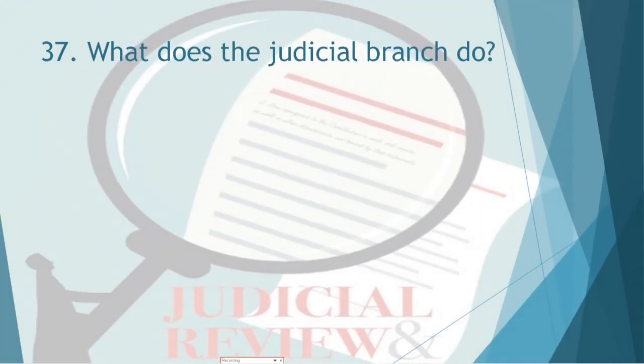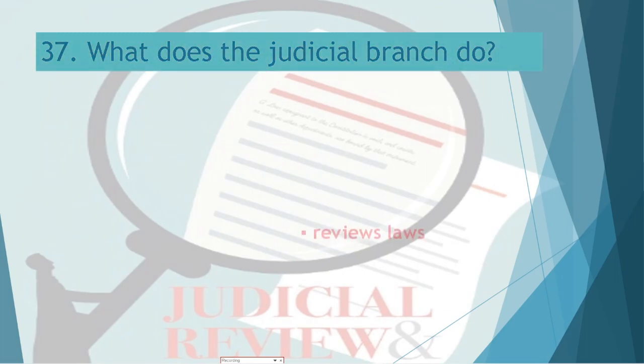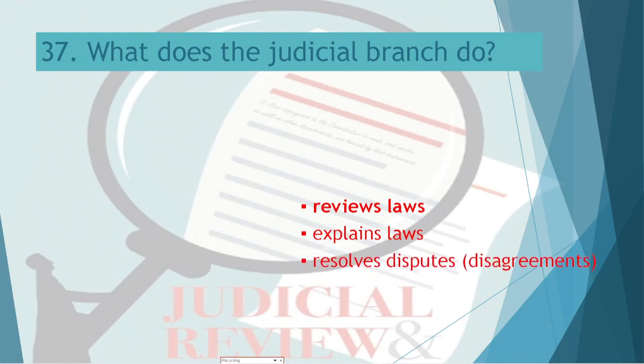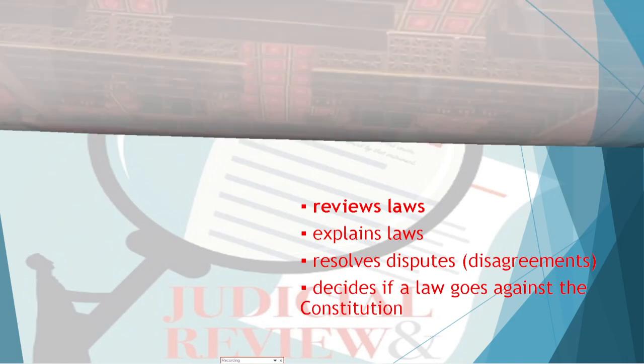What does the judicial branch do? The judicial branch reviews the law, explains the law, resolves disputes and disagreements, and decides if a law goes against the Constitution.